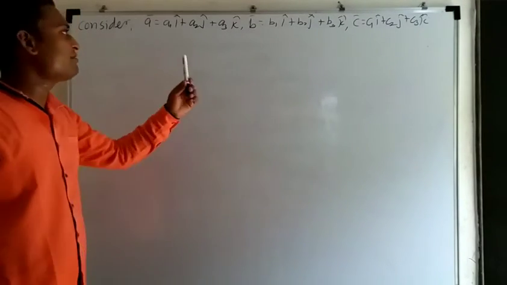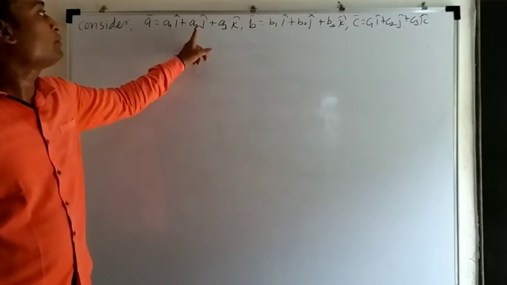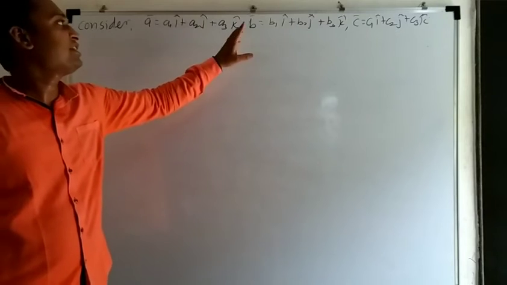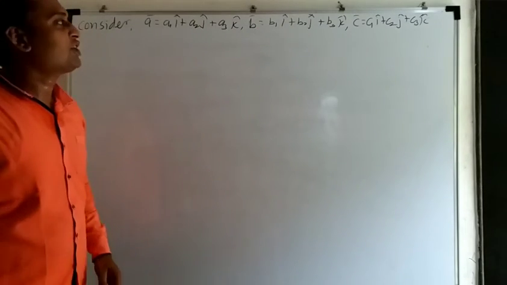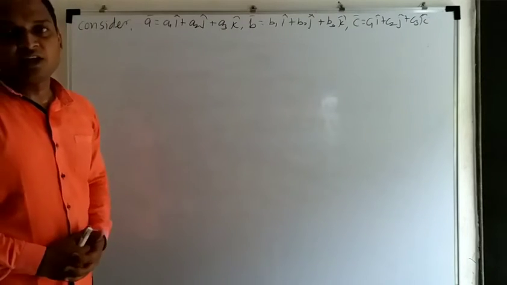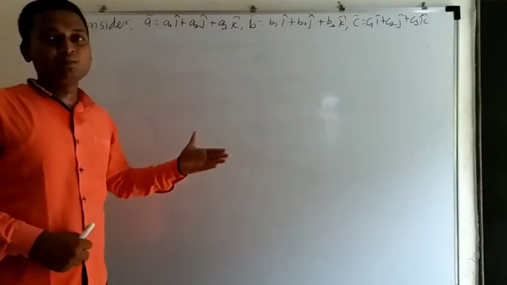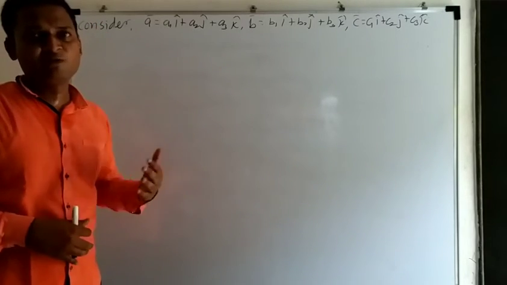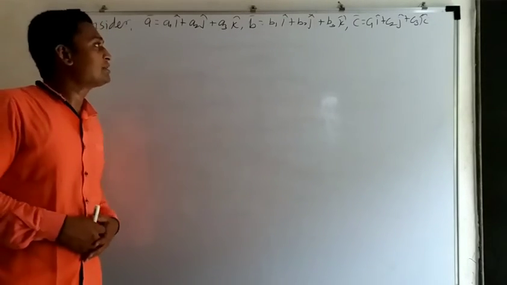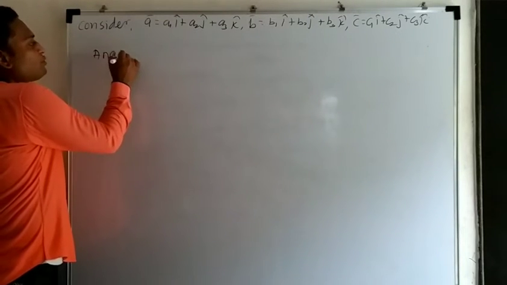Now consider these three vectors. I have taken three random vectors A bar, B bar and C bar: A1i cap plus A2j cap plus A3k cap, B1i cap plus B2j cap plus B3k cap, C bar equal to C1i cap plus C2j cap plus C3k cap. Okay, so I have taken three vectors, and using these three vectors I am going to write a few definitions, a few formulas which we need in further topics. So the very first formula is angle between two vectors.